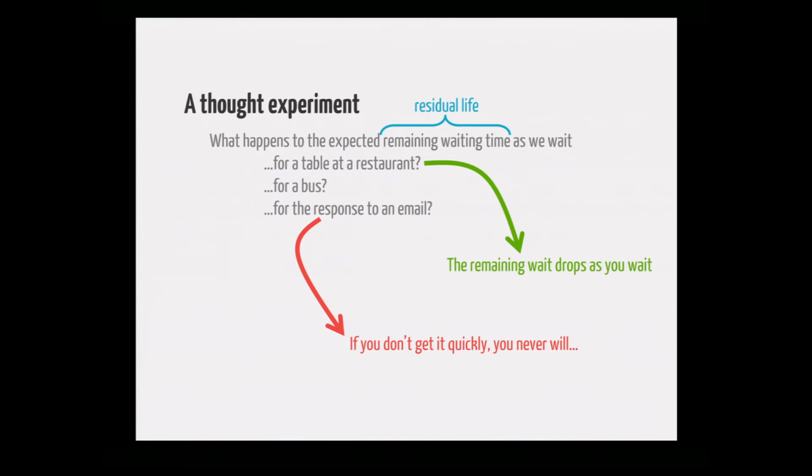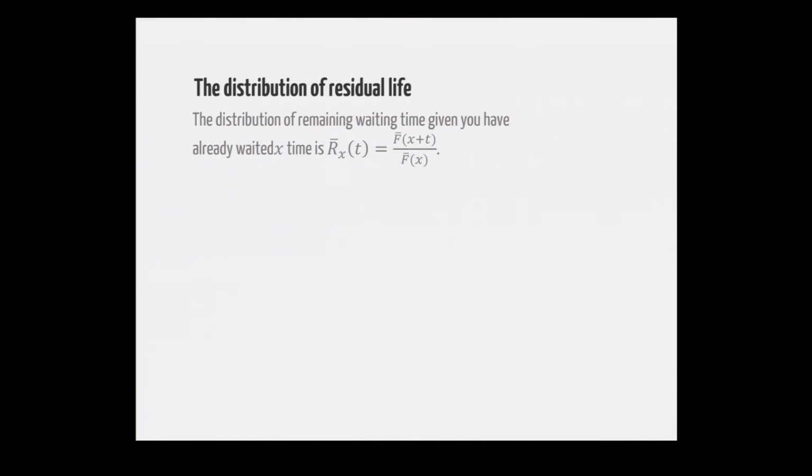Or there's this sort of extreme where you either respond to it right away or it takes forever to respond, right? And so there's this kind of increasing mean residual life sense to email compared to the decreasing mean residual life sense for this. And this effect of the residual life distribution really connects with heavy tails and light tails. Concretely and mathematically, this is the residual life distribution. So this is the probability that the residual life, the distribution of waiting time given that you've already waited x, is this.